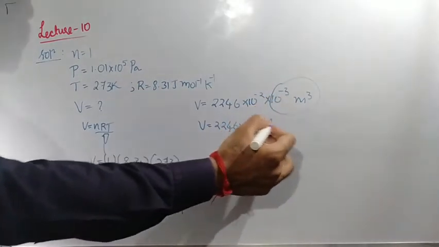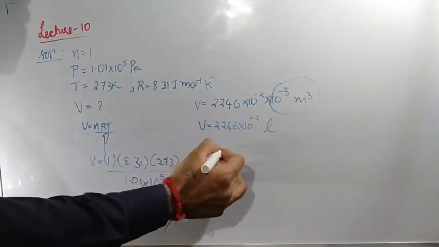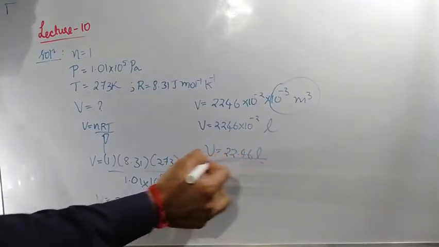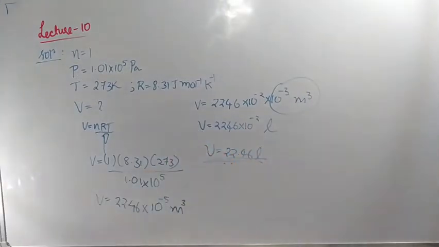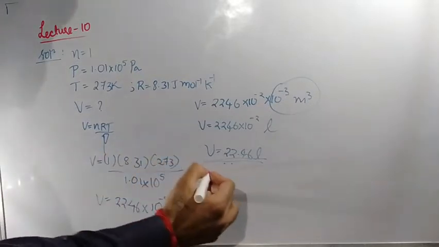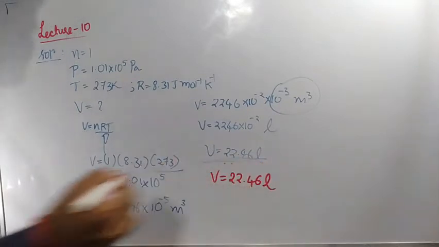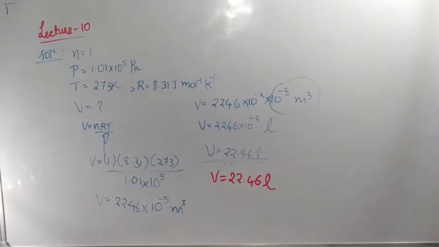This is nothing but what? Liters. Or if I shift the decimal point, the V value will be 22.46 liters. Clear? This is what they had given in our question. We have to prove the V value as 22.46 liters. So the V value will be equal to 22.46 liters.